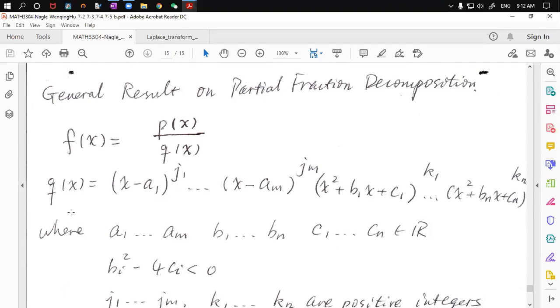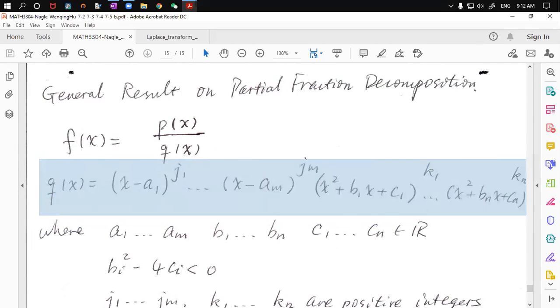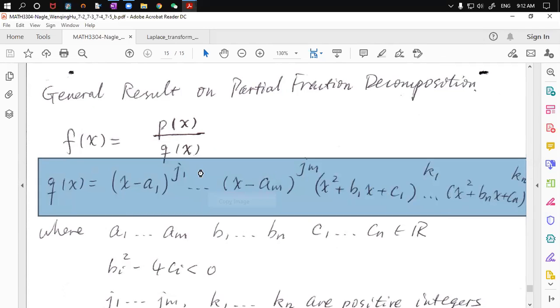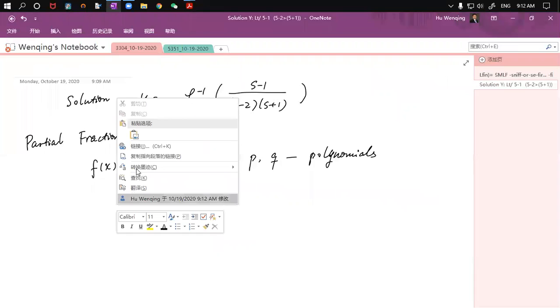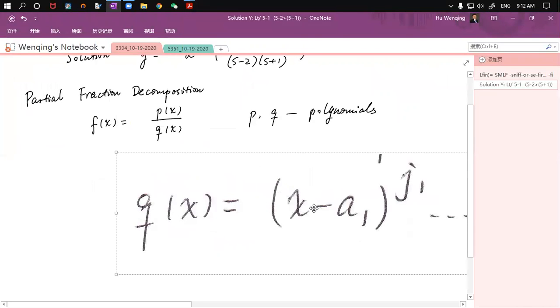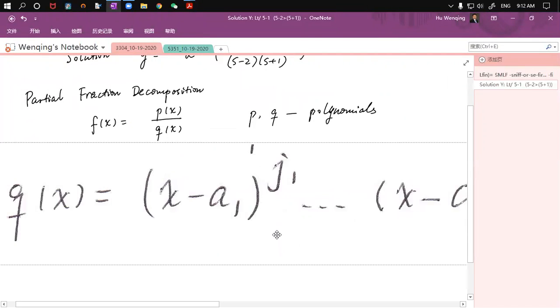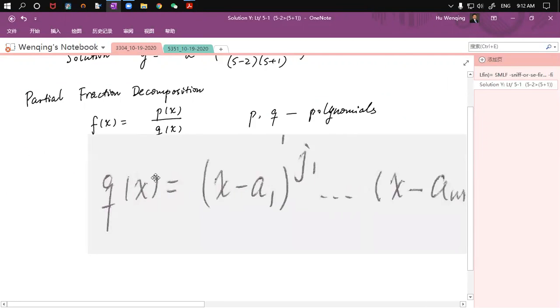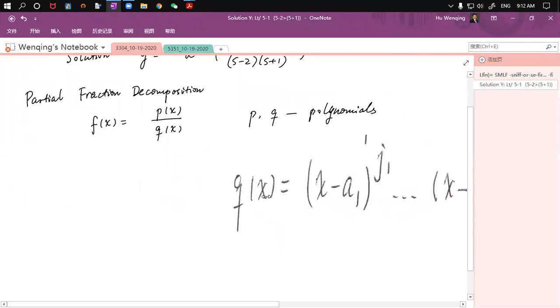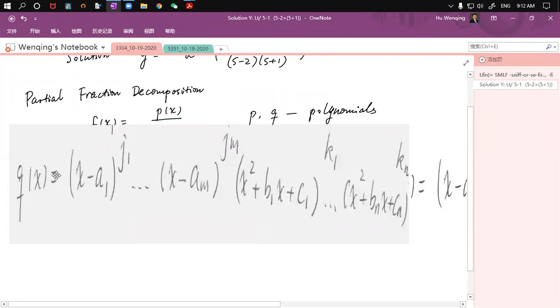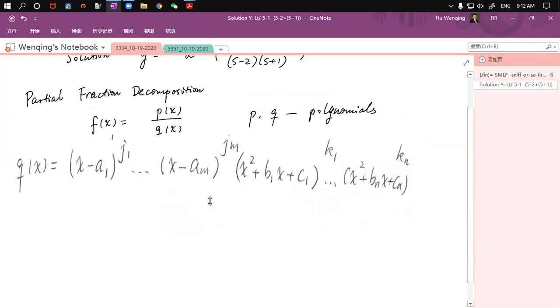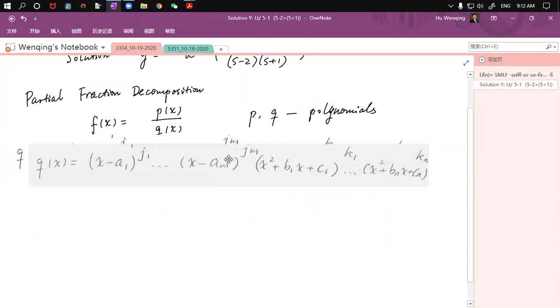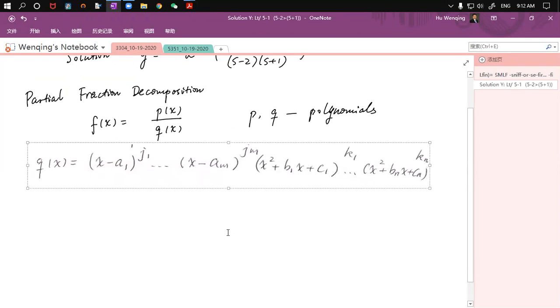It can be decomposed into a formula like this. So let me take this formula. Q of X is decomposed into a formula like this, so that's going to be your Q of X.